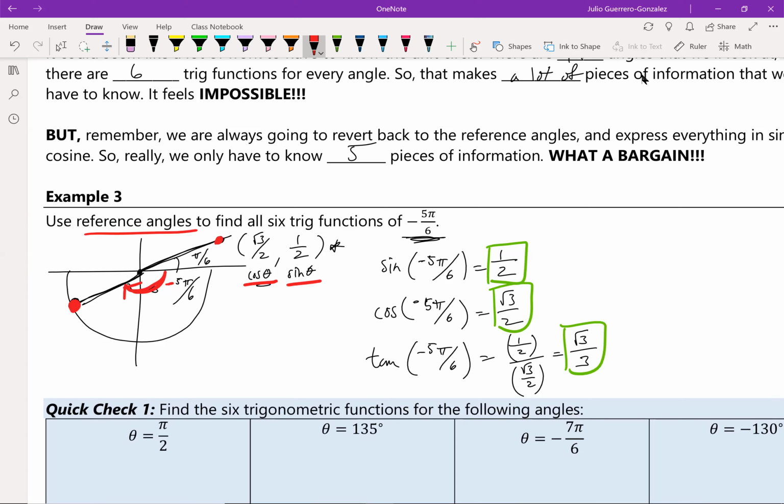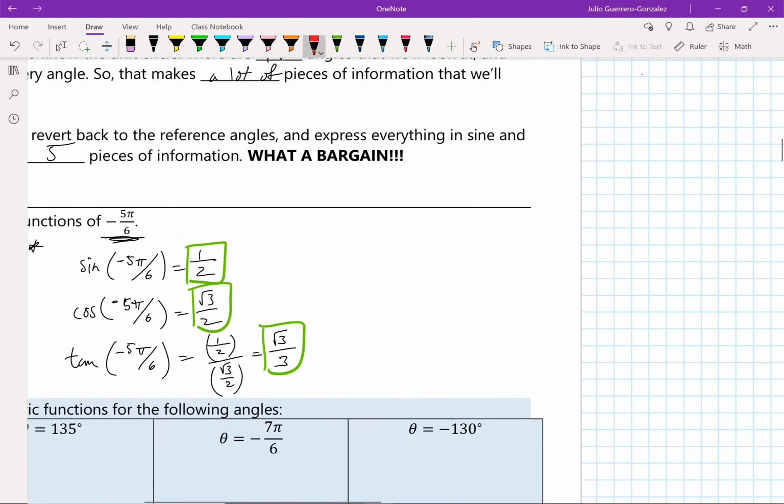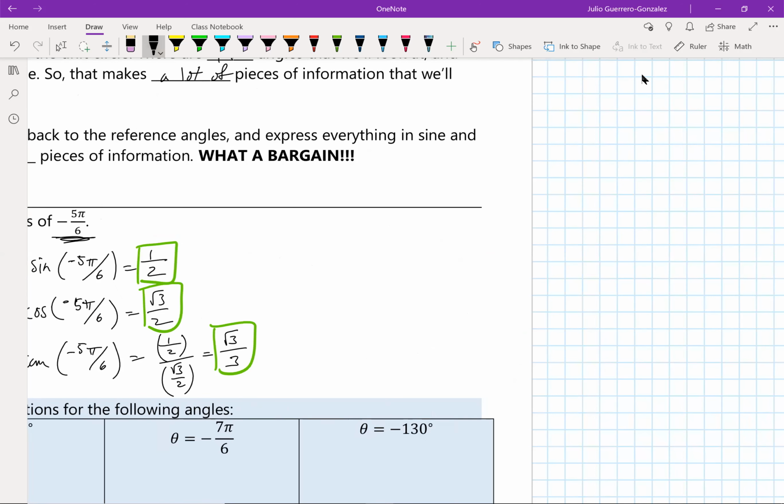Got it? Okay. So let me do the last three. Cosecant of minus 5 pi over 6 is equal to 1 over sine, which is 1 over negative 1/2, that's negative 2. Secant of minus 5 pi over 6 is 1 over negative square root of 3 divided by 2.